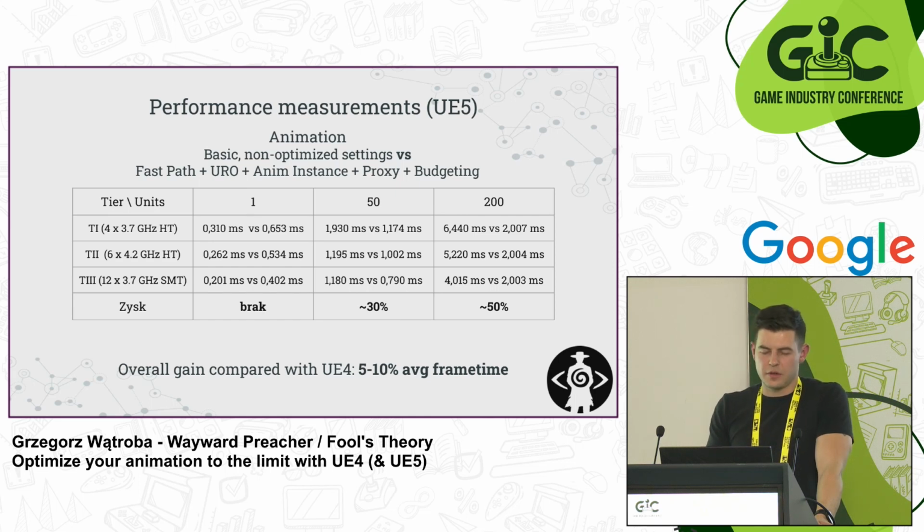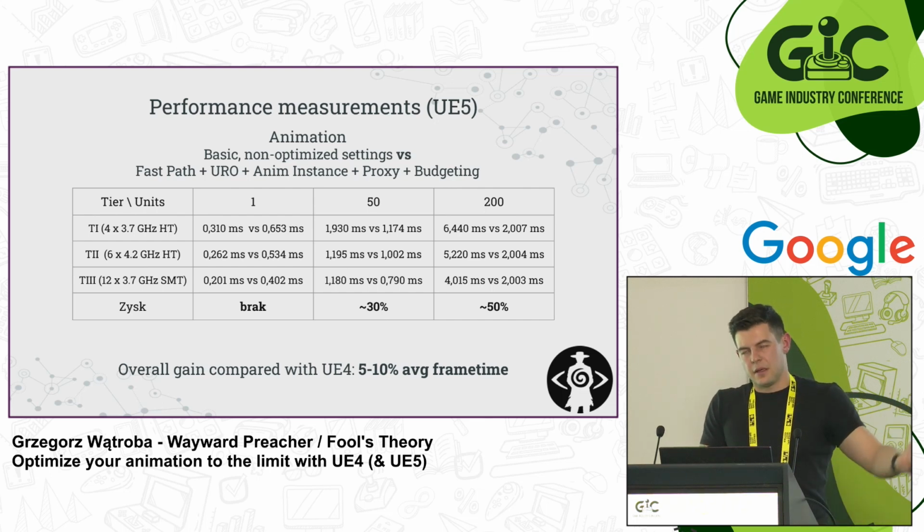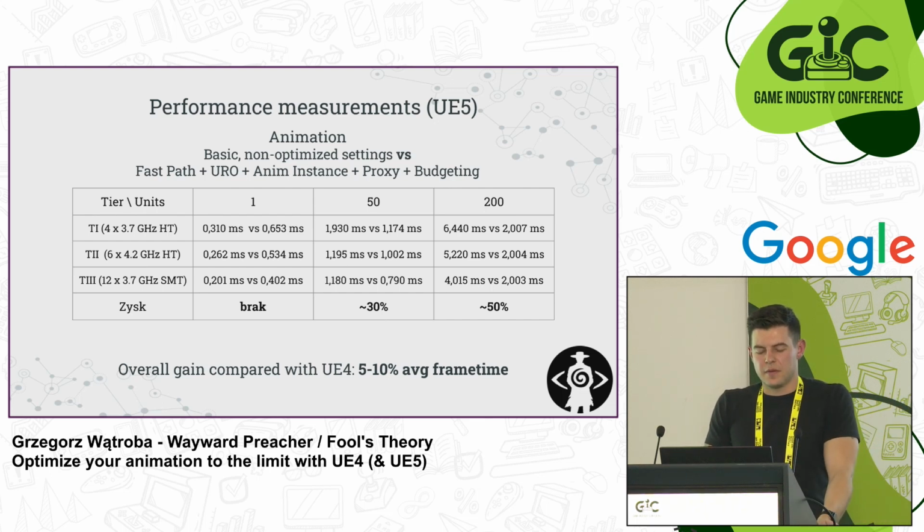And within Unreal Engine 5, some things were rewritten, and in that case, actually, the performance gain is a bit lower, because the single-threaded approach has been fixed to some extent. Still, the optimized approach gives the same results. So still, we have like 50% gain on animation tick.